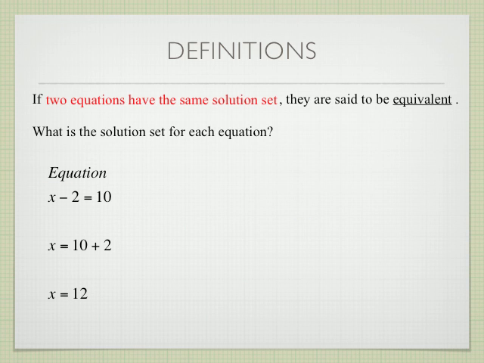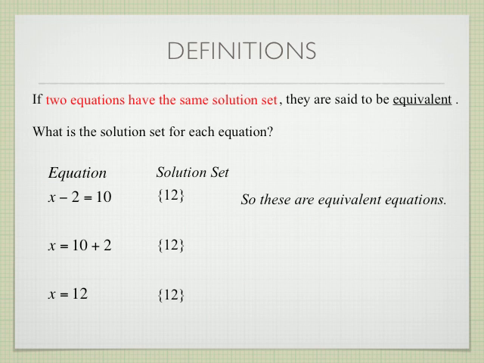Okay, if two equations have the same solution set, they're said to be equivalent. So let's look at these three equations, and I know that these three equations look like they might be steps of solving a problem, and they are, but just pretend they are three separate equations for right now. Well, the solution set for this guy would be 12, because if I plug in 12, it makes it true. The solution set for that guy would be 12, and the solution set for this guy would be 12, for the same reason. So these are equivalent equations.